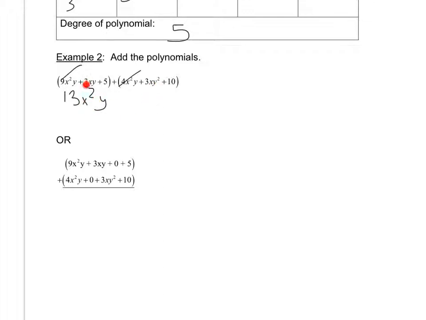Now you have 3xy. Do I have any other 3xy's? No. So that one's gone. Now I have xy squared here. You always want to do the variables first. So that one's gone. Now we have 5 plus 10, 15.